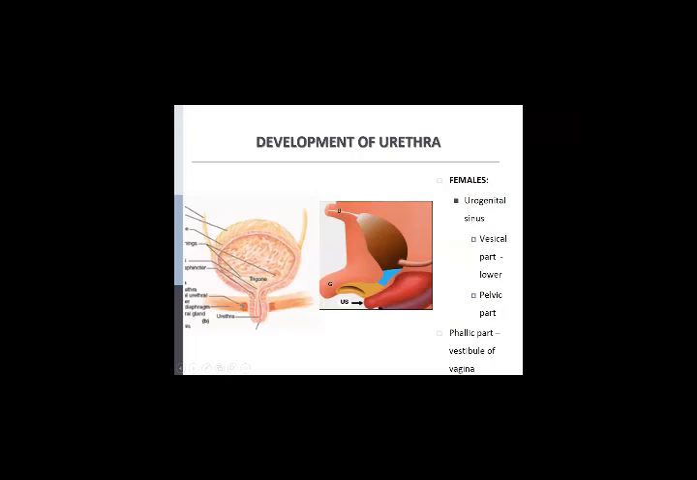Now this part develops from the second part, which is the vesical part. From the vesical part the urinary bladder develops, and from the pelvic part the urethra develops. And this is the third part, the phallic part, that develops into the vestibule of the vagina. Vestibule, I told you, was the area which formed a common opening for the urethra and for the vagina. So this was the last slide.